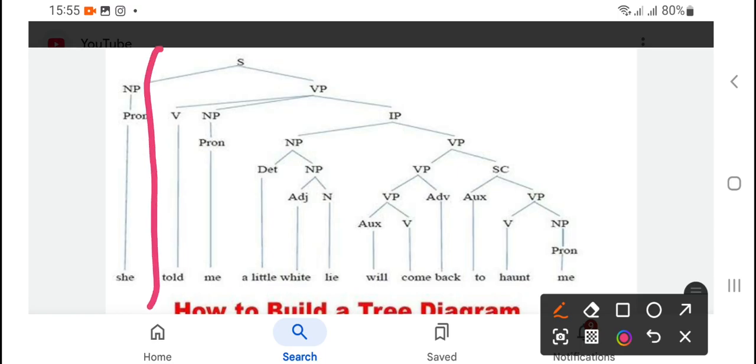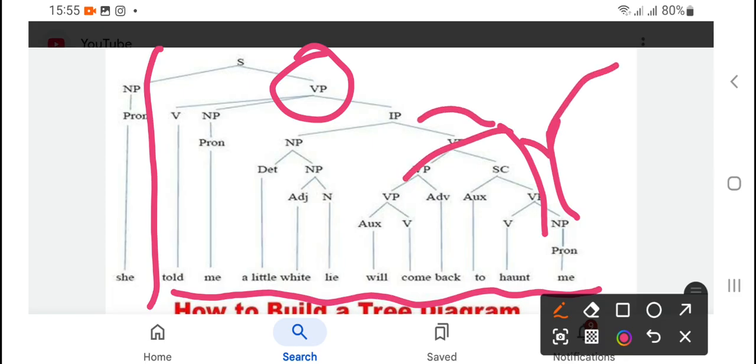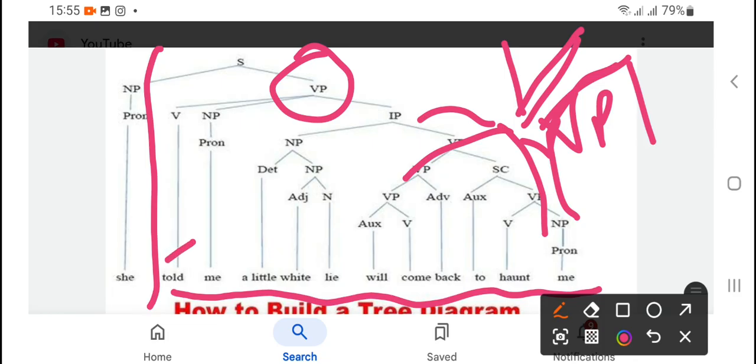So that's the first branch. Now verb phrase, and then the whole sentence is of verb phrase first of all, right? Now imagine, this is the verb phrase, this is noun phrase, and this is verb phrase. In verb phrase there are three branches. What are they? First verb, that's told, right? Then the second one is noun phrase, that is me, pronoun only.